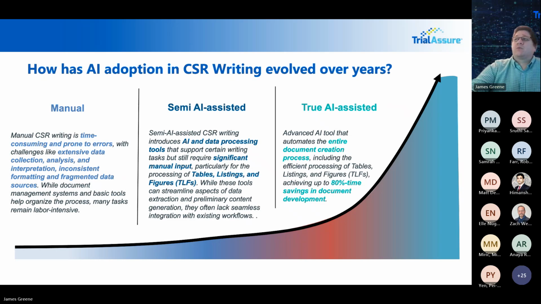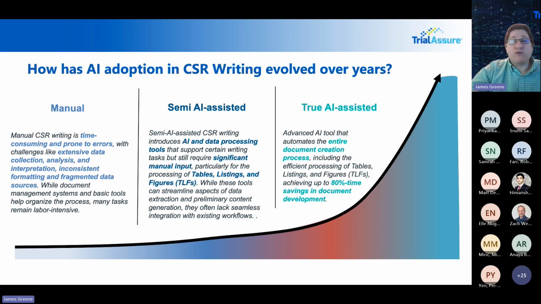And kind of talking through that timeline of AI adoption, what we've seen here at TrialAssure is that, when we started, we were working with teams that were using the manual process, and they highlighted that it was prone to errors, time consuming, with a big focus on areas that they didn't enjoy about the writing process, the extensive data collection and analysis and interpretation. And then from there, it all being from fragmented data sources, meaning a lot of cross-checking.